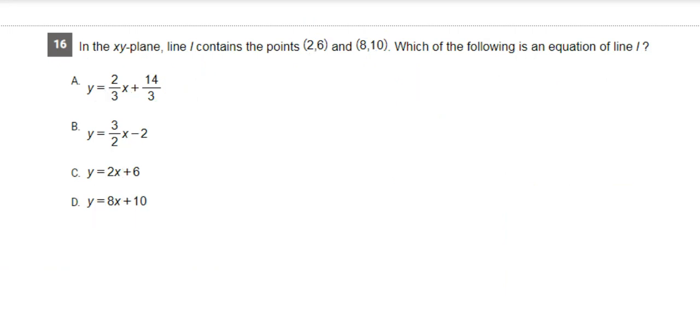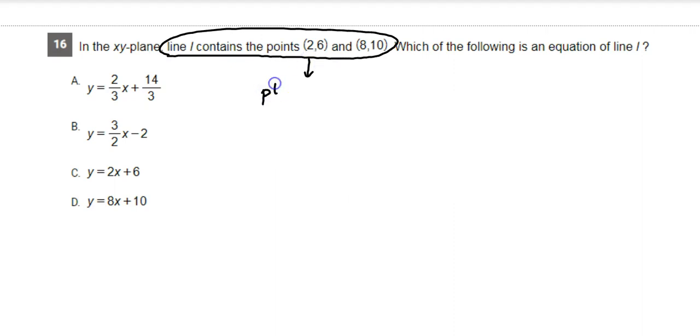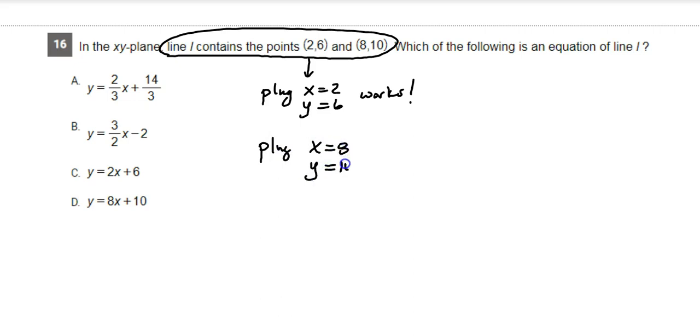Now another way you could kind of outsmart this problem, if you really don't know a whole lot about slope or about graphing or what the graph's going to look like: if points lie on the graph, when this says line L contains the points, that means that if you plug x equals 2 and y equals 6 in, it works. And also, if you plug in the combination x equals 8, then you get y equals 10.